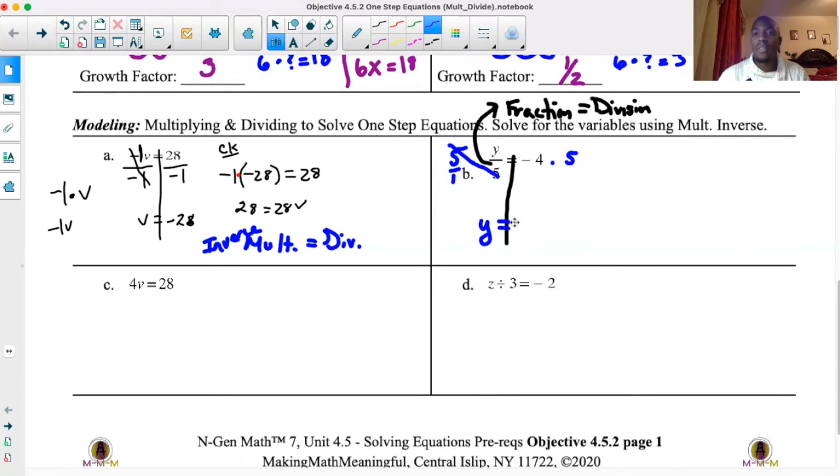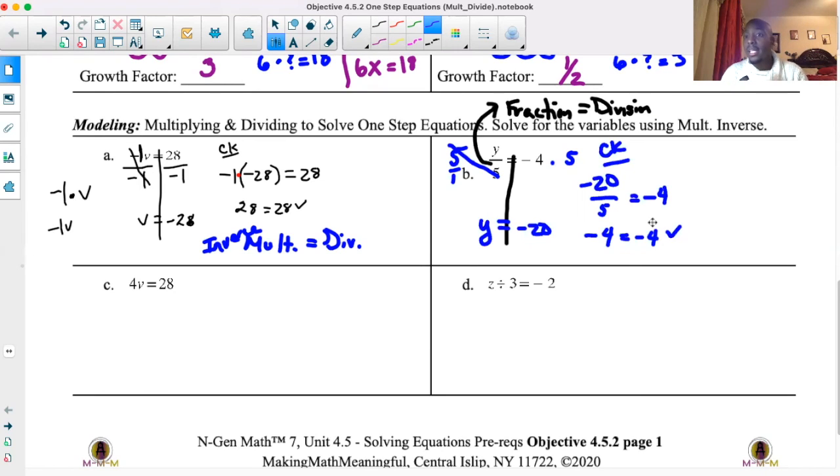We want to solve for the variable. The variable here is y. We say, okay, -4 times 5, that gives me -20. I'm going to make sure I check my answer. Go back and make sure you check your answer. Check it by plugging it into y. So -20 over 5 is equal to -4. And we want to figure out, is this true? -4 is equal to -4, which means that our answer is correct.